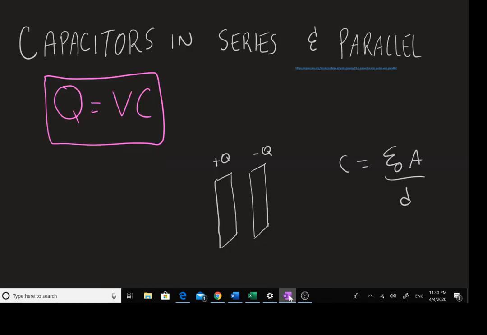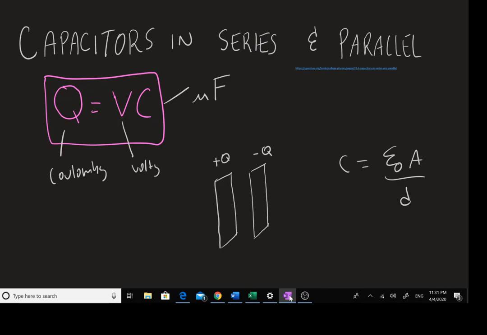I'm going to be going over capacitors in series and parallel. And this is the equation that we're going to be mainly looking at and deriving other equations from today. So it's that charge is equal to voltage times capacitance. So we're doing charge in coulombs, voltage in volts, and capacitance, which is what we use for capacitors, is in farads, but we usually use microfarads just because farads are really large.